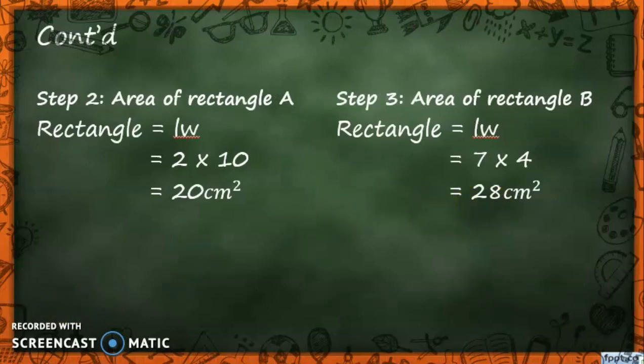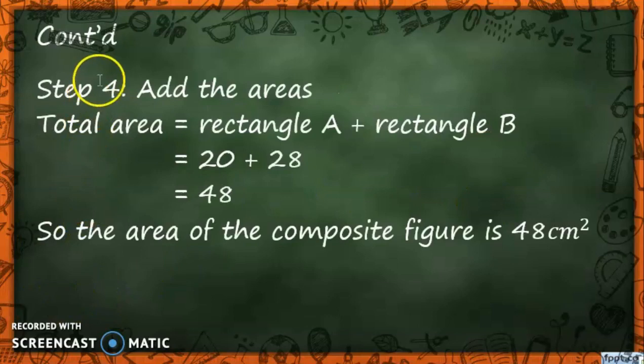Let's move on. Step 4: add the areas. Total area equals rectangle A plus rectangle B. Adding the areas, 20 plus 28 gives you 48. So the area of the composite figure is 48 centimeters squared. Always remember your square units.